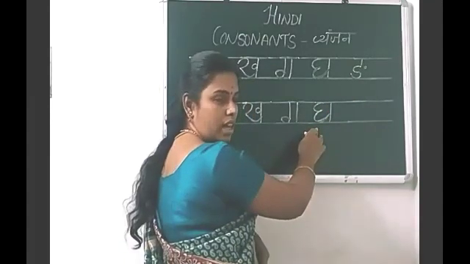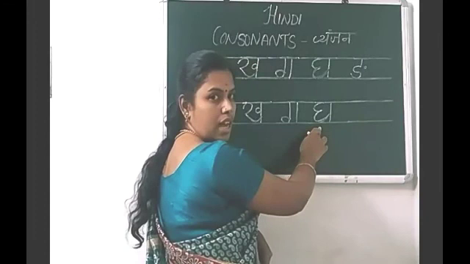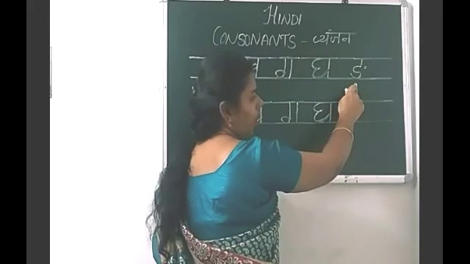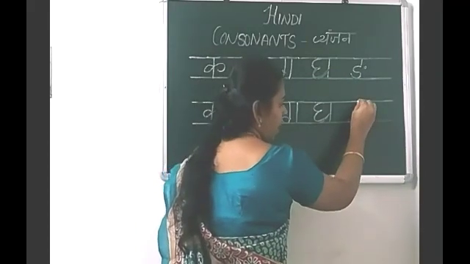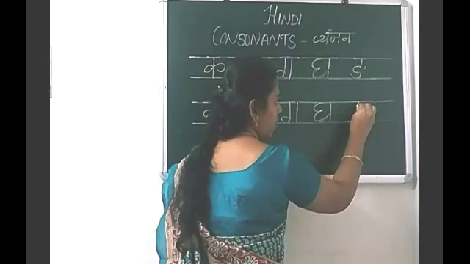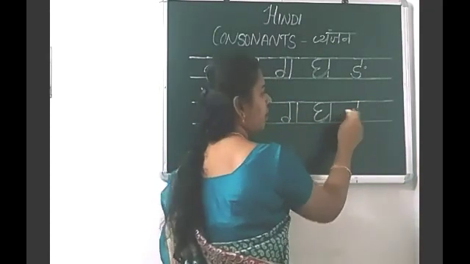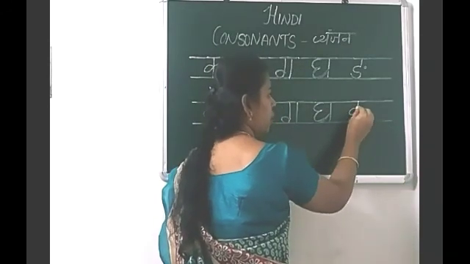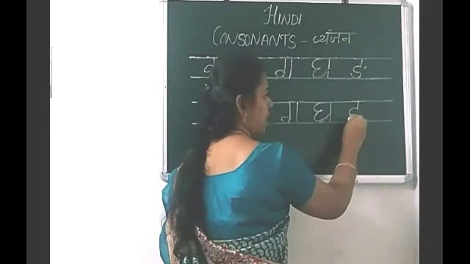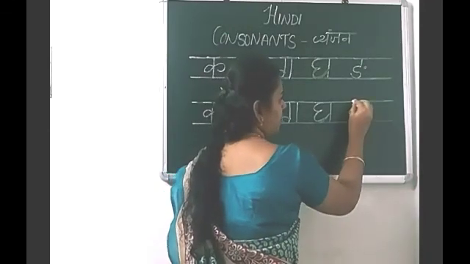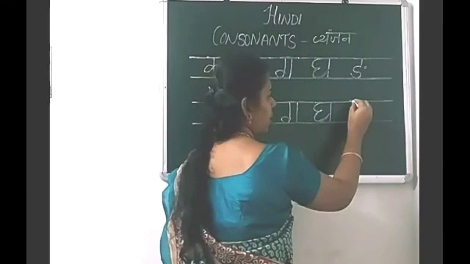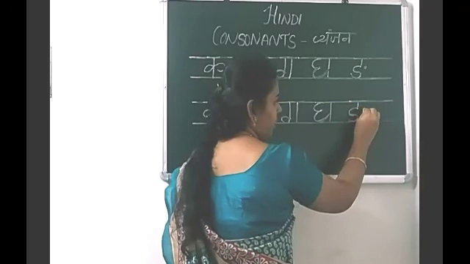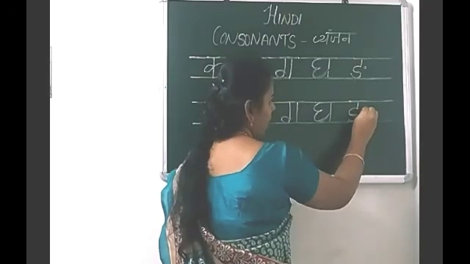What is this letter, children? Ga. Next letter, Nya. Children, first you draw a small standing line. Then connected to that, draw an English letter S. Finally draw a sleeping line on the top. Place a dot on the right side.